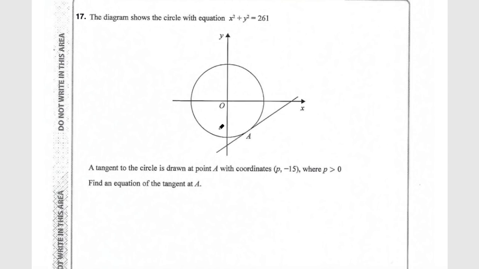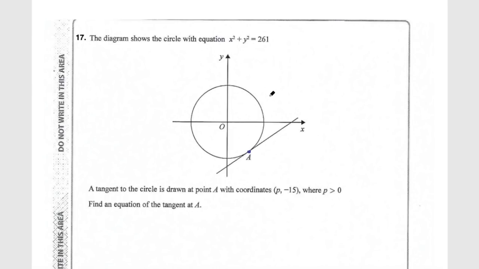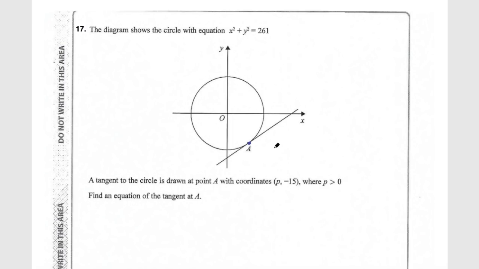Question 17 says the diagram shows the circle with equation x squared plus y squared equals 261. A tangent to the circle is drawn at point A with coordinates (p, minus 15) where p is greater than 0. Find an equation of the tangent at A. Okay, so here's A, and we need to find an equation of this line. So the first thing we need is a point on the line, and we're given part of a point, but we need to find p.